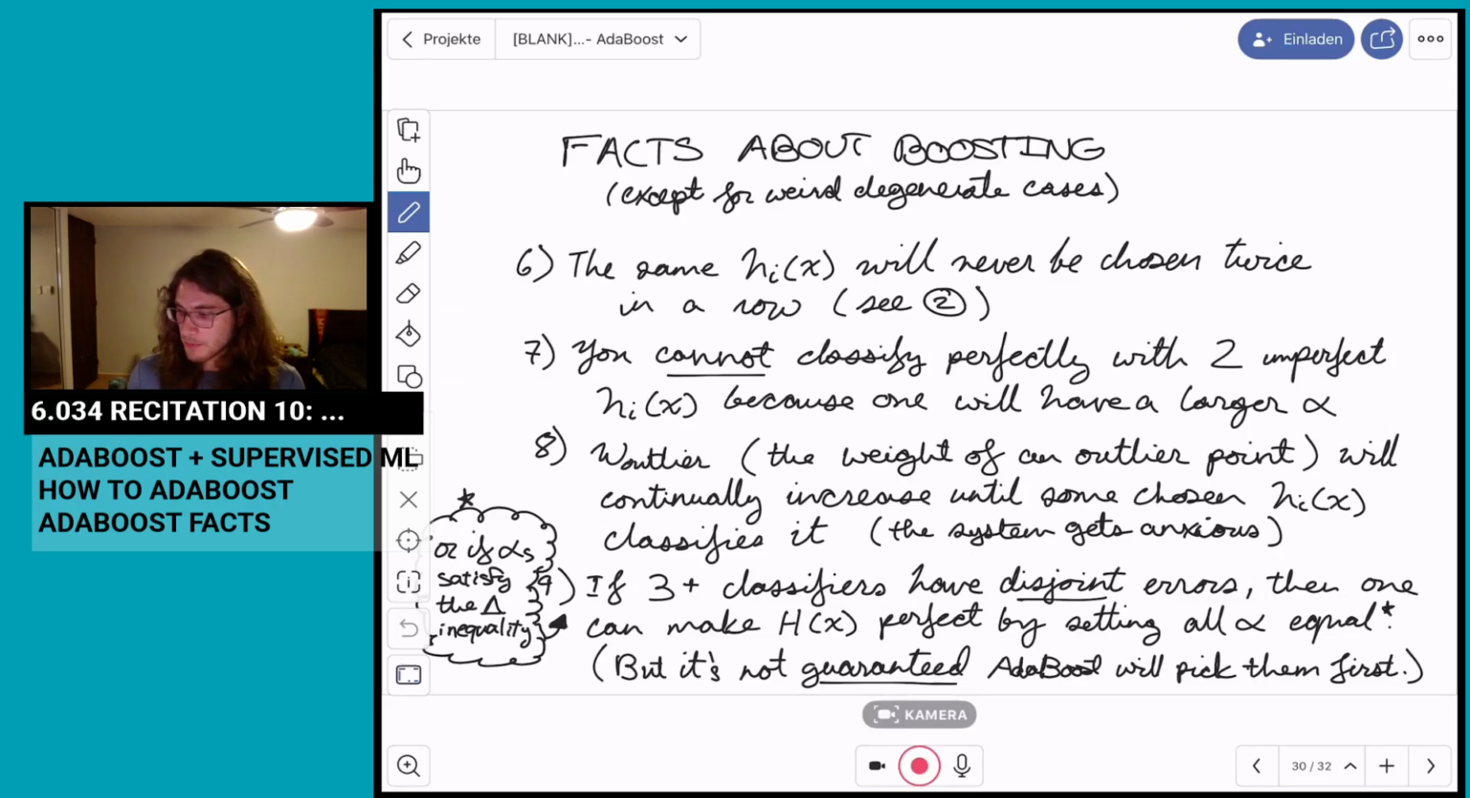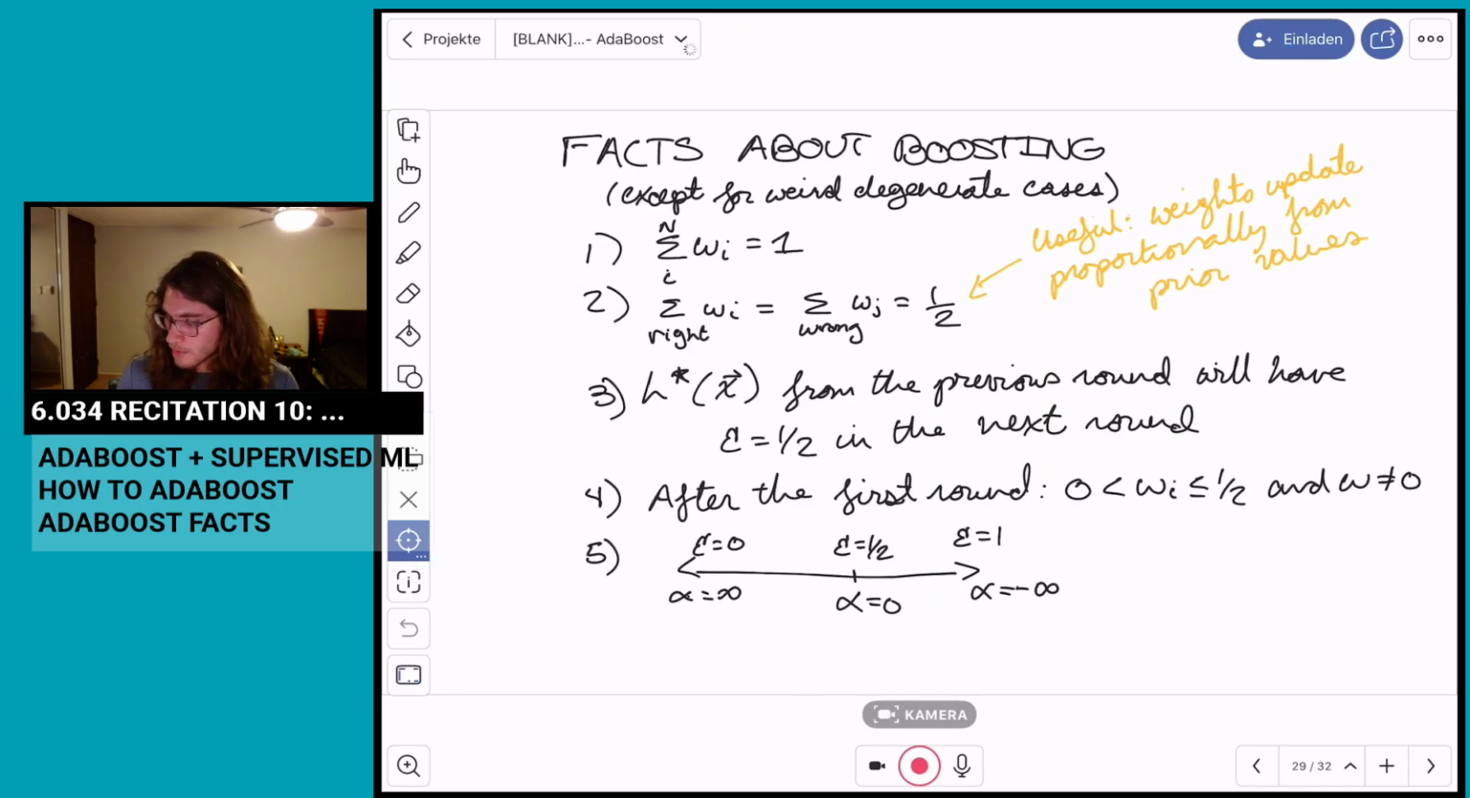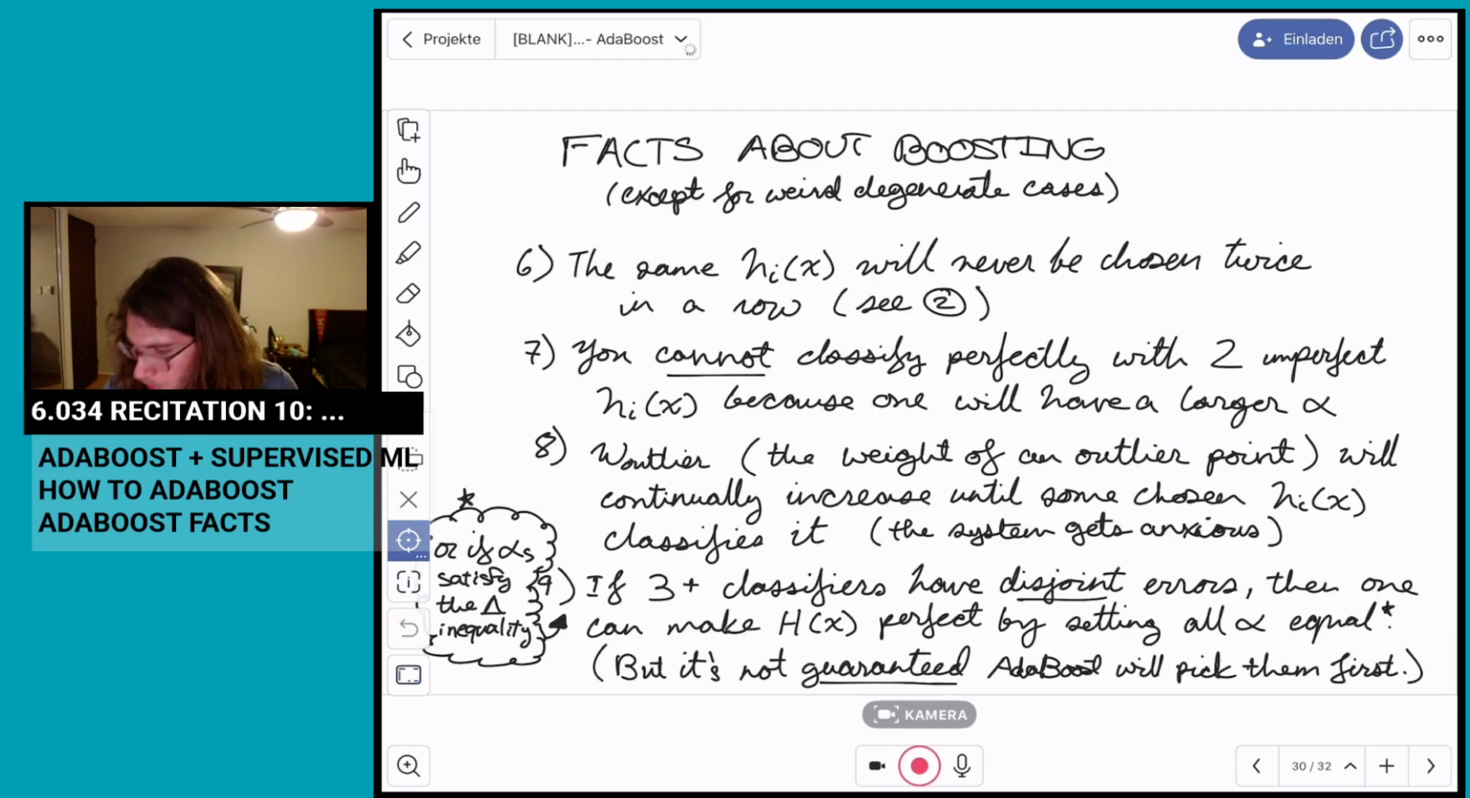Okay, so assuming you've paused and read, what number 6 is saying is a consequence of point number 2. No, it's point number 3. That's an unfortunate typo. It's point number 3.